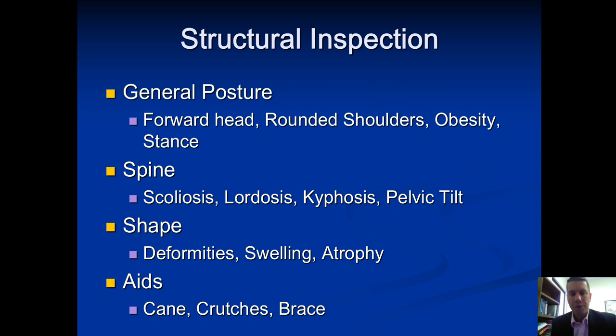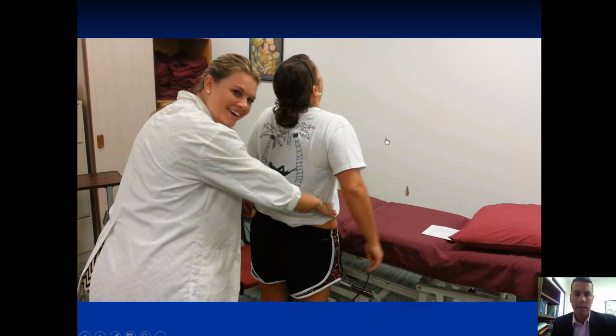Structural inspection is basically what you did in skills and procedures with a postural exam. Looking at the patient from the front, from the back, from the side, seeing if there's a curve in their spine, if one iliac crest is higher than the other. It's an observation of their posture, basically, their structural posture.